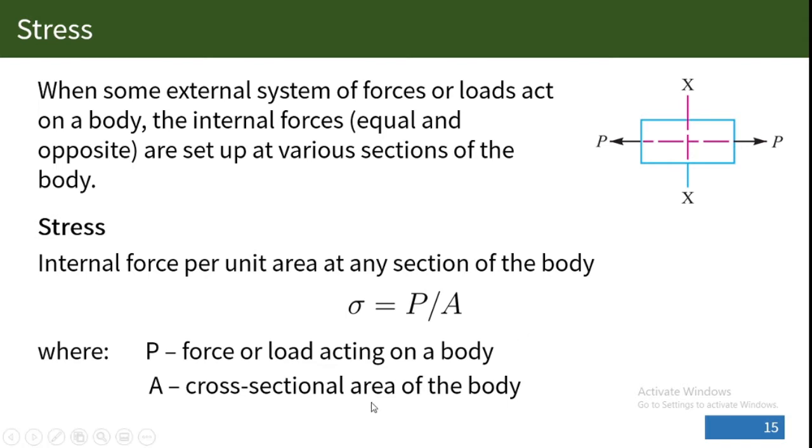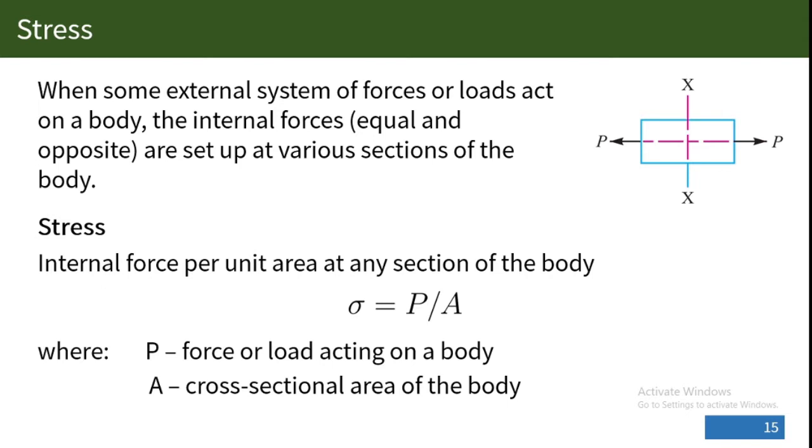So mathematically, the stress, or sigma, is equal to the force or load acting on the body over the cross-sectional area of the body. So mathematically, sigma is equal to P over A, where P denotes the force acting on the body, and capital A is the cross-sectional area of the body.